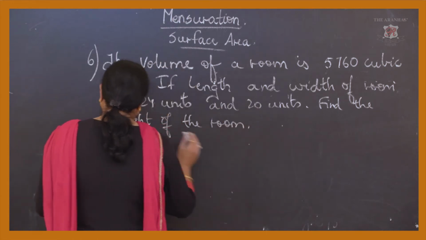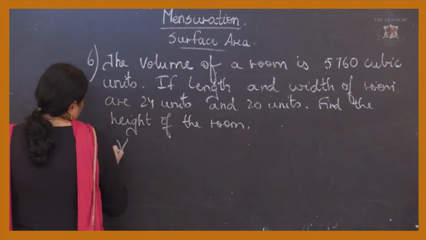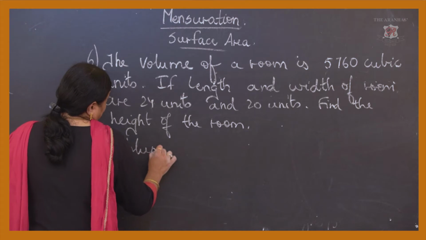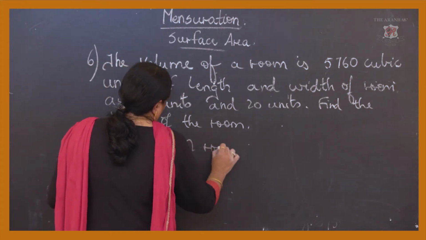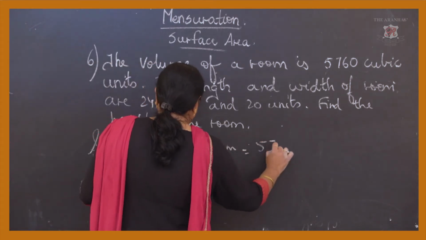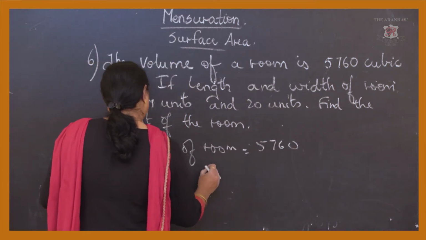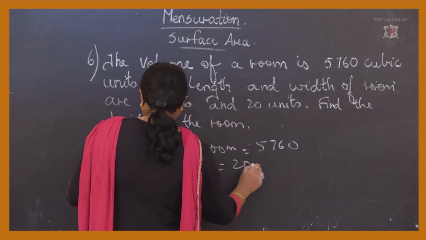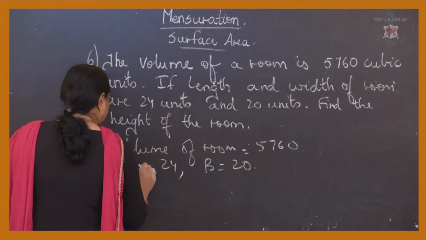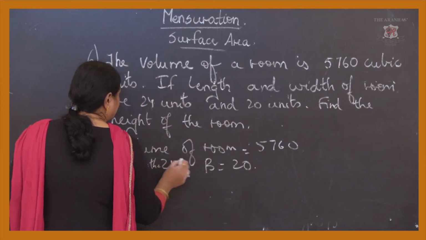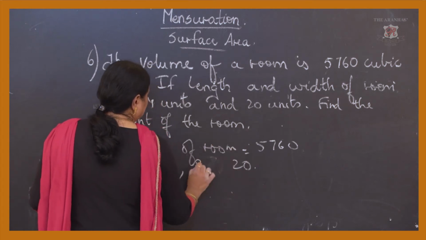So now this is the question. Here your solution will be what? You have first your volume of the room. You all know what it is, 5760. Your length is how much? 24. Your breadth is how much? 20. Write your length and your breadth.